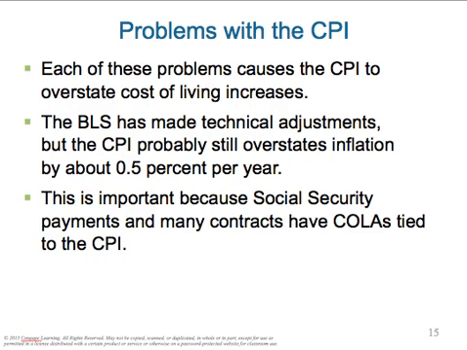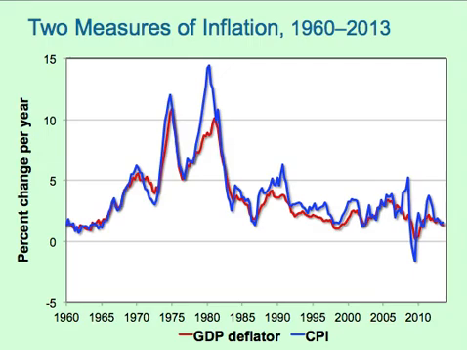Think about that. Now, there are two measures of inflation from 1960 to 2013. The red one is the GDP deflator. The CPI is the blue line here. This figure shows the inflation rate, the percentage change of price levels as measured by the GDP deflator and also the consumer price index. Notice that the two measures of inflation generally move together. There are a few years where they diverge a bit. The reasons for this are on the next slide. We're going to talk about this in a bit.